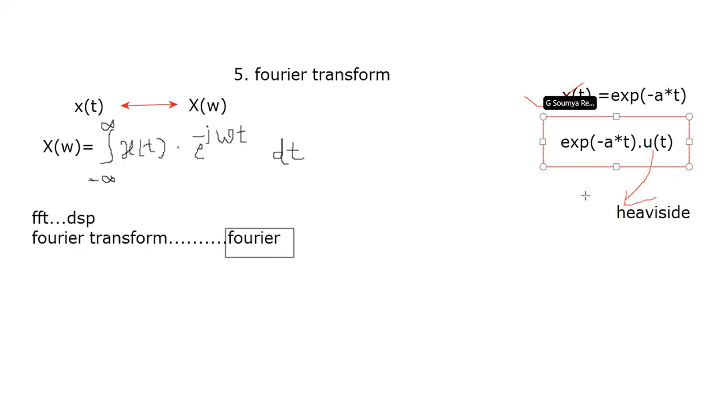This is the theoretical part related to the Fourier transform. After finding the Fourier transform x of omega, from it I'm going to sketch its magnitude spectrum as well as its phase spectrum. Both things we need to plot, and we will see that in the programming part: the magnitude spectrum and the phase spectrum. This is the background theory related to the Fourier transform. Now let us go to the programming part.